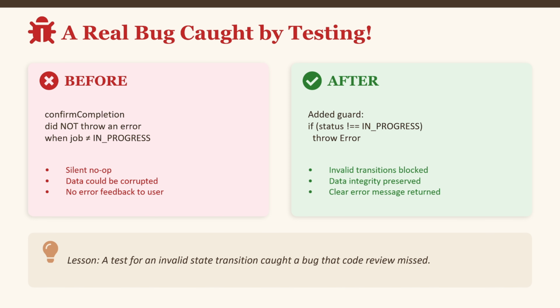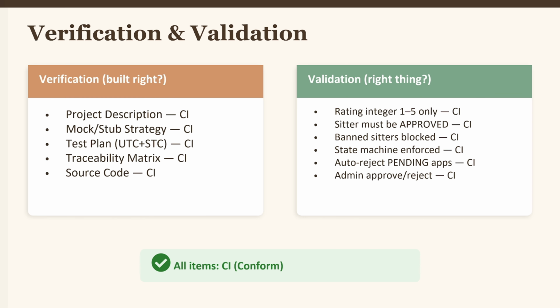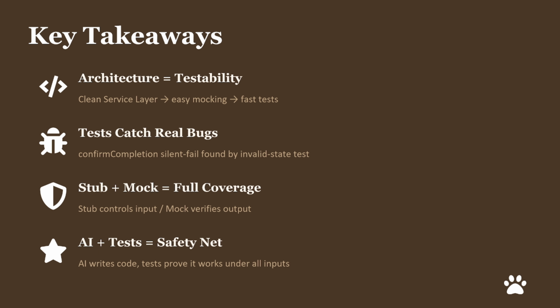Quick summary of our verification and validation results. Verification is about, did we follow the process correctly? And yes, all 5 work products conform. Validation is about, does it actually meet the requirements? And all 6 requirement specs also conform. Everything is CI, which means conform. All good.